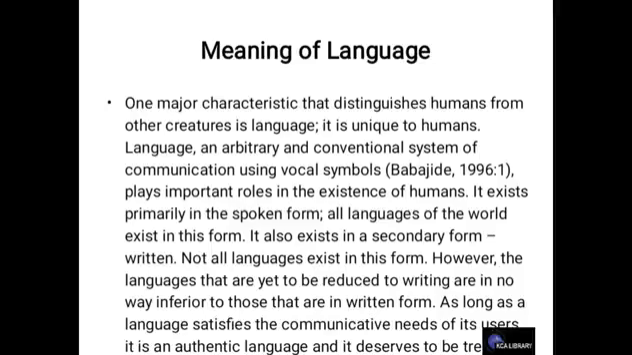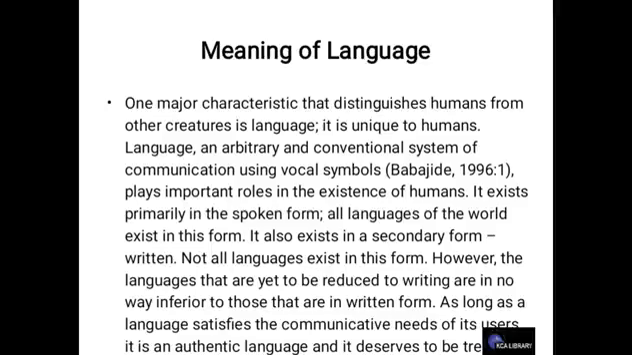One of the major characteristics that distinguish humans from other creatures is language. It is unique to humans. Language is an arbitrary and conventional system of communication using vocal symbols, according to Babajide 1996, page 1. Language plays an important role in the existence of humans.